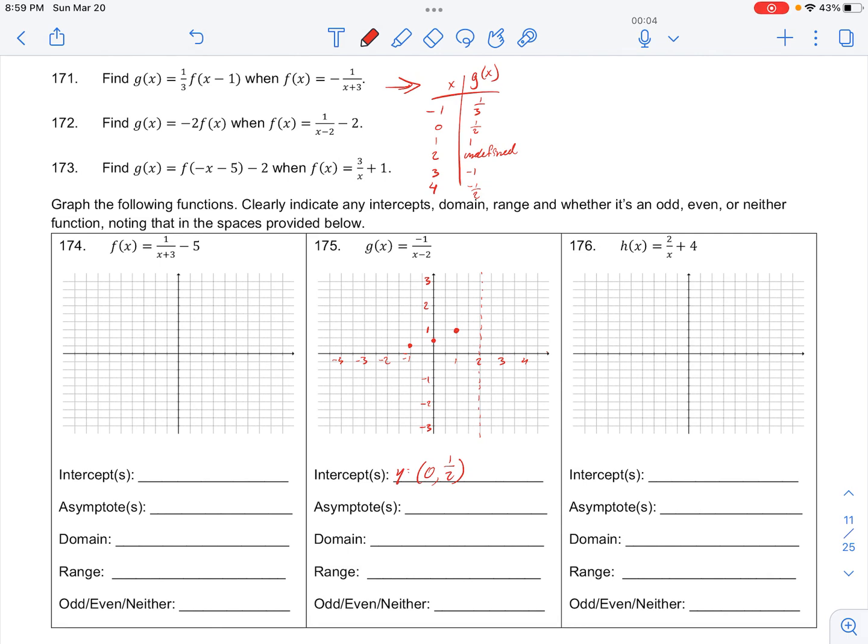At 3, we have negative 1. At 4, we have negative 1/2. And we can continue to 5, so that'd be negative 1/3. And we can make out the shape of this graph. So it's going to lay along the x-axis and move up towards positive infinity, approaching this vertical asymptote. And then on the other side of the asymptote, we're going to come from negative infinity and come through the points and lay along the x-axis.